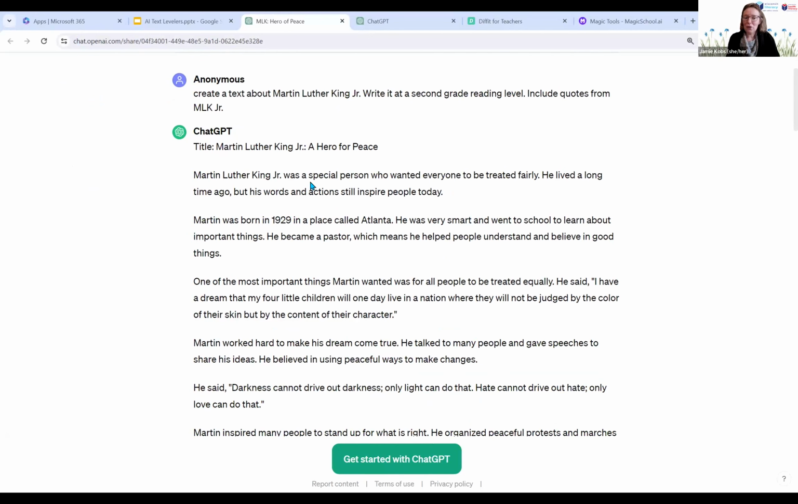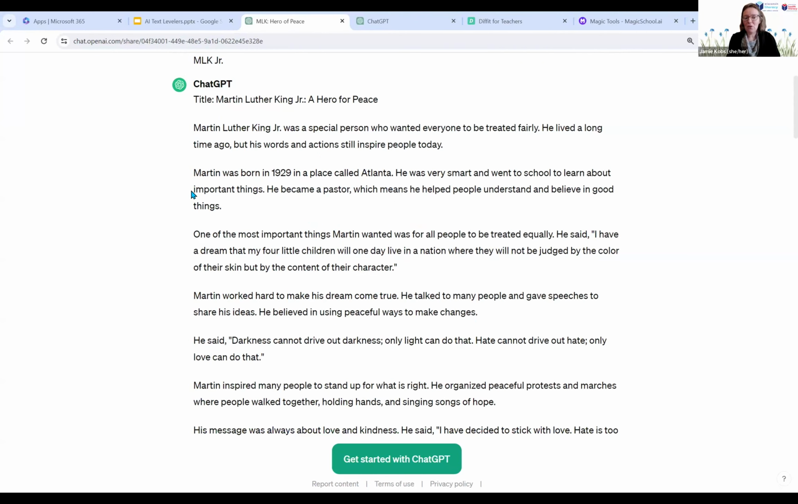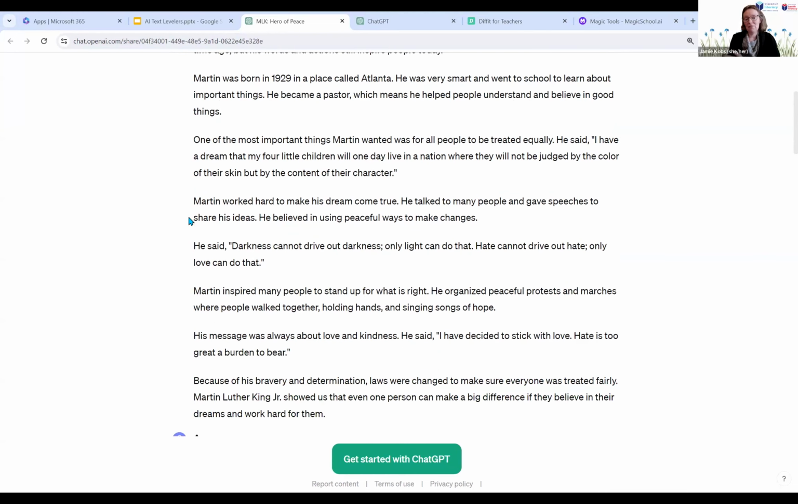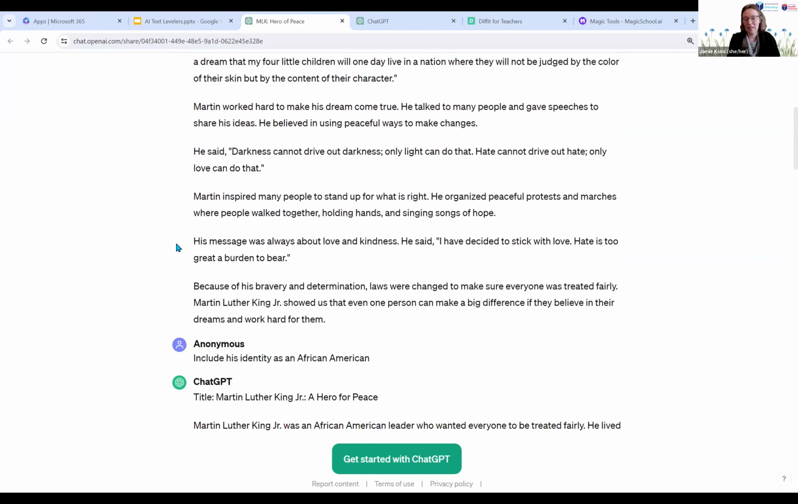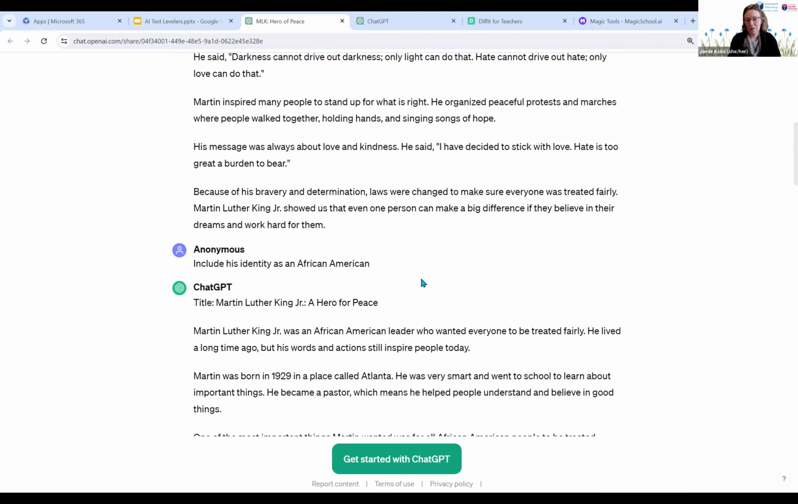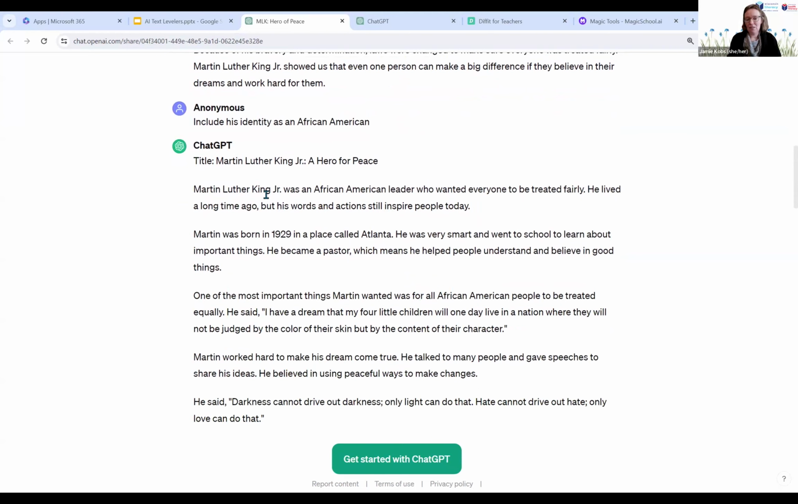You can kind of tell with its wording choice, Martin Luther King was a special person, that ChatGPT tends to use some childlike language when it adapts a text. But as I read through this, I noticed that not once does it mention that Martin Luther King Jr. was an African-American man, which is kind of important to his story. So that was an opportunity for me to notice that bias of omission and then clarify and correct. So I did prompt ChatGPT then to include his identity as an African-American. And it does correct it.